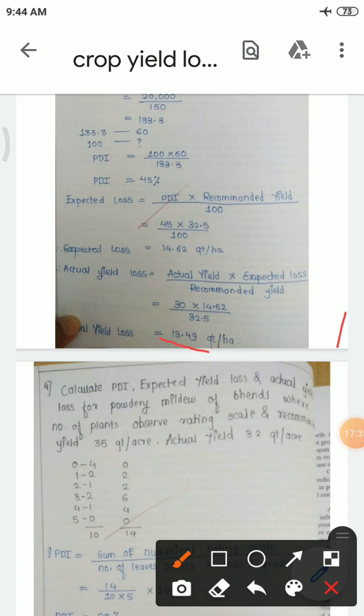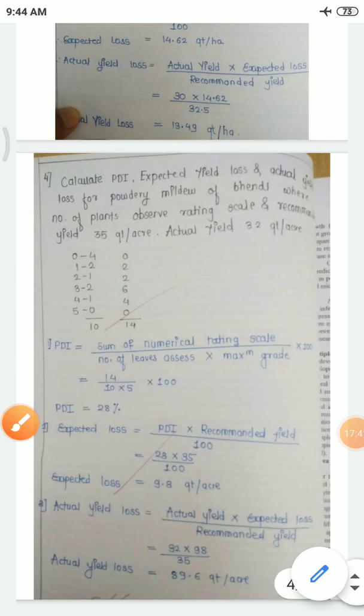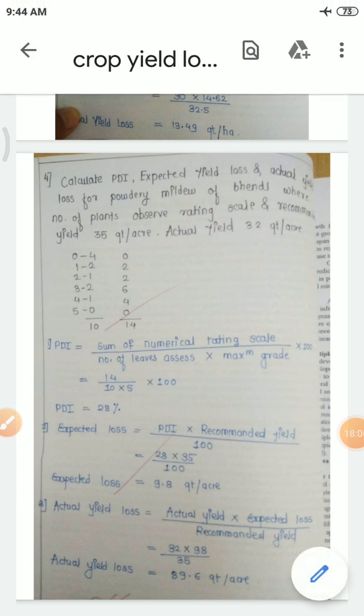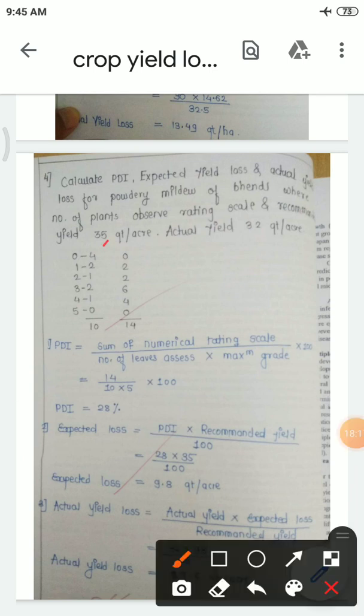Similarly, the last example we have to discuss is: calculate PDI, expected yield loss, and actual yield loss for powdery mildew of bhendi, where the number of plants observed and rating scale are given, and the recommended yield is 35 quintals per acre. Actual yield is also given, 32 quintals per acre. The rating scale is 0, 1, 2, 3, 4, 5. In scale 0, 4 plants get damaged, in 1, 2 plants, in 2, 1 plant, in 3, 2 plants, in 4, 1 plant, and in 5, 0 plants get damaged.